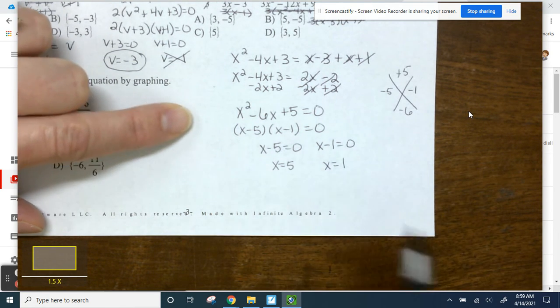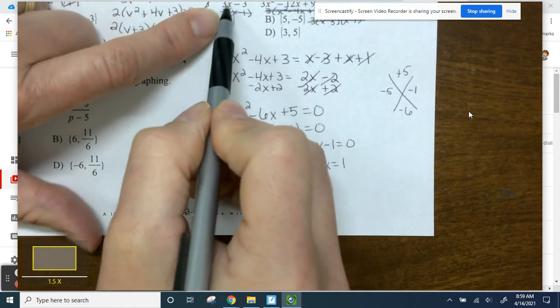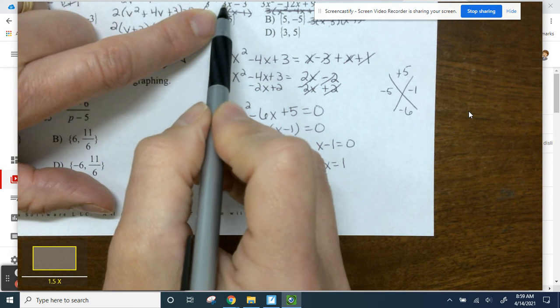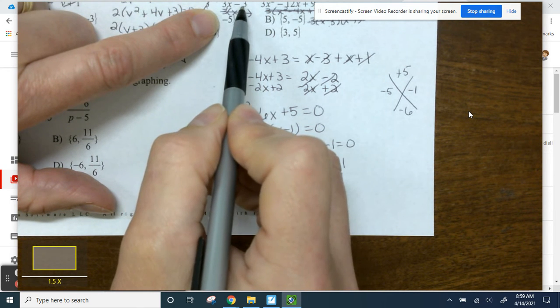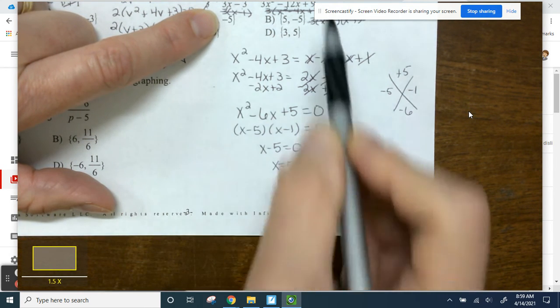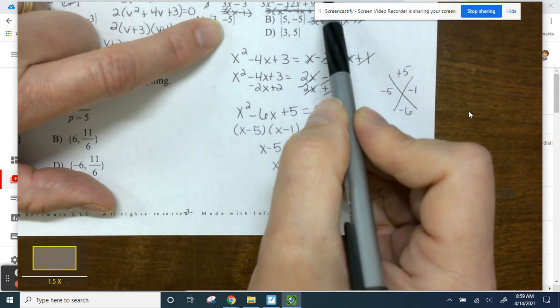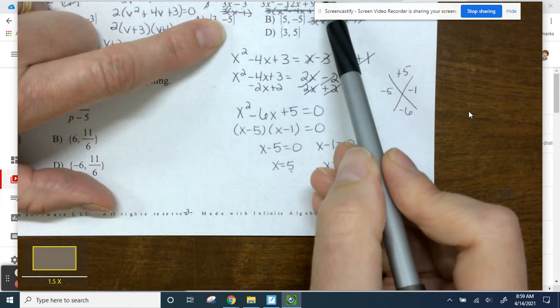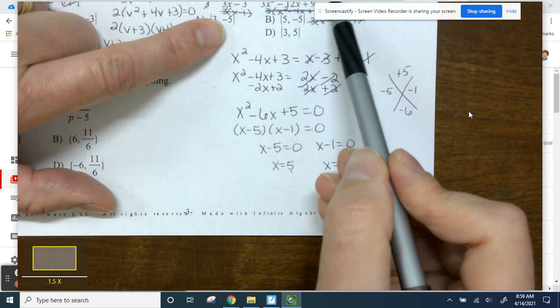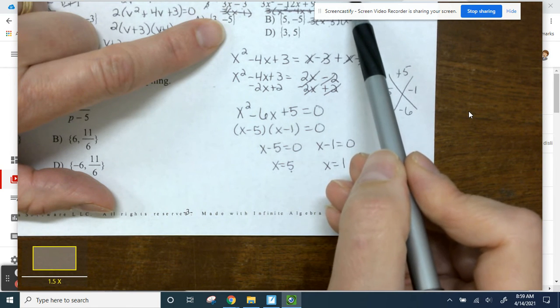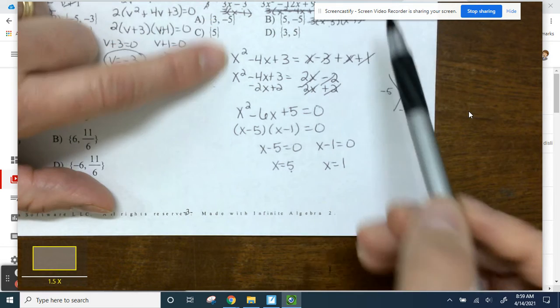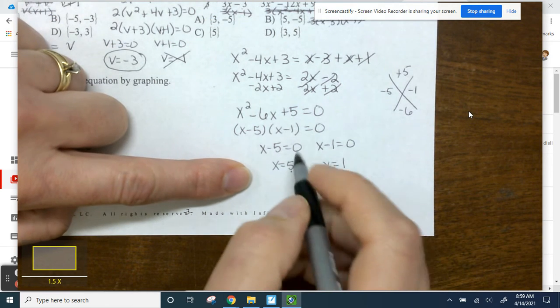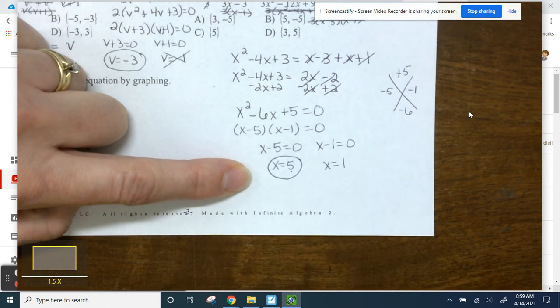Now let's go back and see if they work. If I put in 5 here, 3 times 5 is 15 minus 3 is 12, so that works. I'm going to actually put in 5 here in this factored form because that's easier. 5 minus 1, that's 4. 5 minus 3 is 2. 4 times 2 would be 8. 8 times 3 would be 24, so that works. So x equals 5 does work.